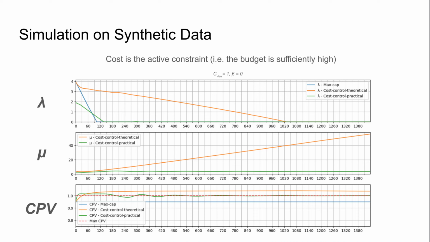In the paper, we study more scenarios. If you are interested, I encourage you to refer to the paper.